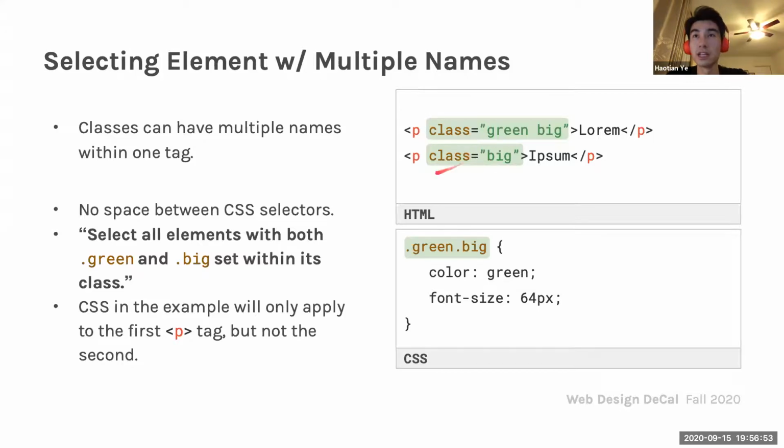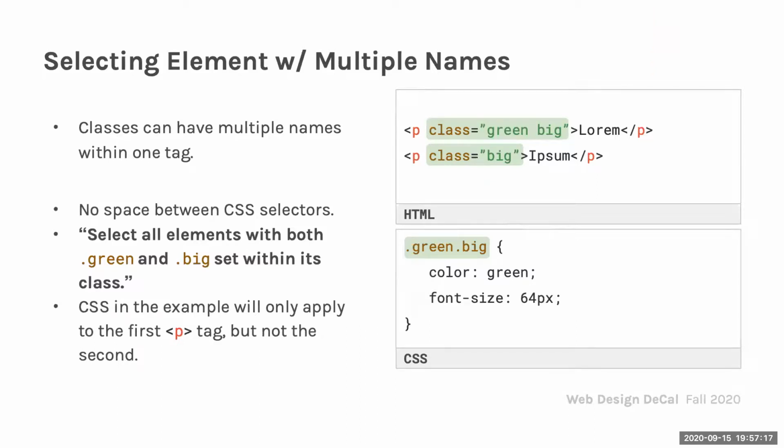Because this one doesn't have the name green. So if you just select green, it would just apply to this first one. It'd be the same effect as green big. However, if we just select big and exclude the green, we say big has color green and font size 64 pixels. Since both of these have the same big name, it would apply to both of them. Okay. Yeah.